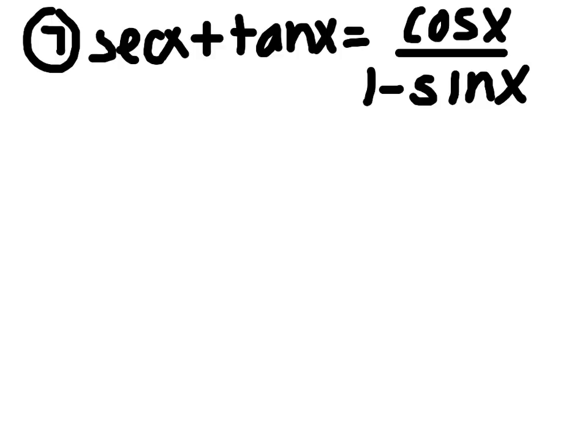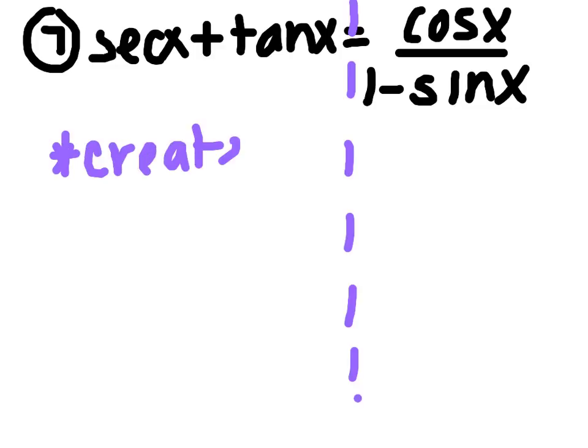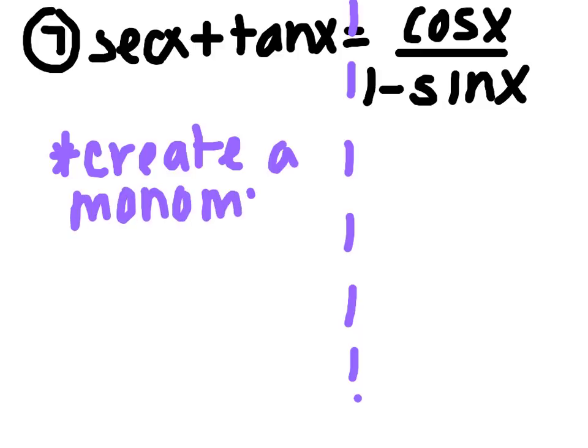Secant plus tan equals cosine over 1 minus sine. Now, some of you might think that the left side is the most complicated because we have 2 terms. I am actually going to think about it in the other way. I think the right side is the most complicated. And the reason why I think that is because we have that fraction. And the first thing I want to do is create a monomial denominator.